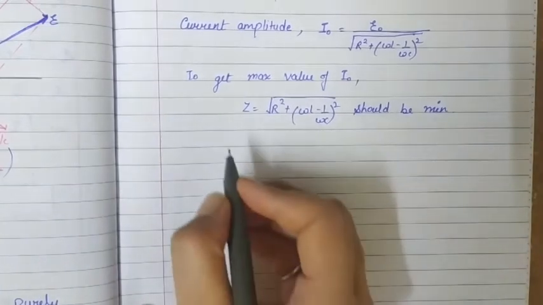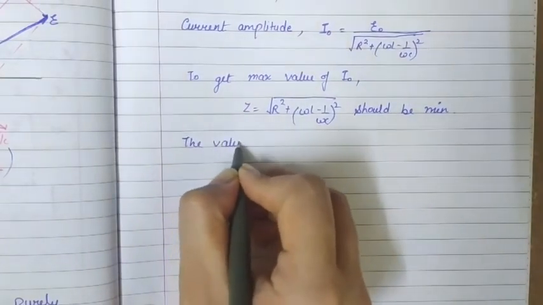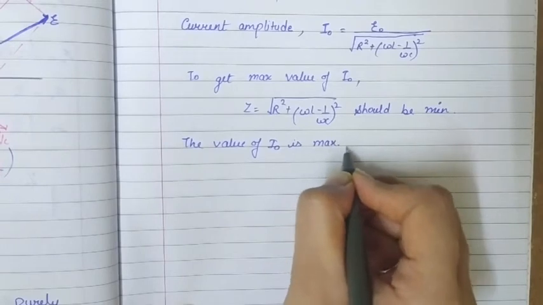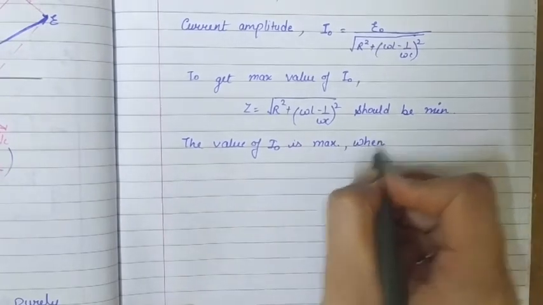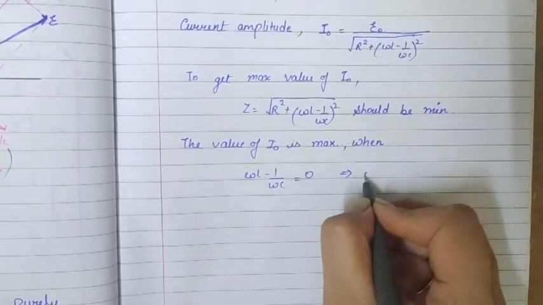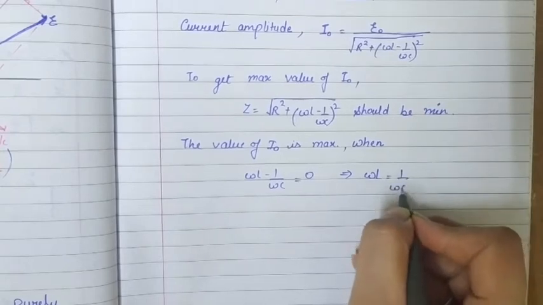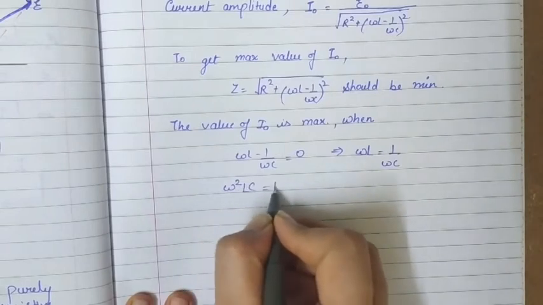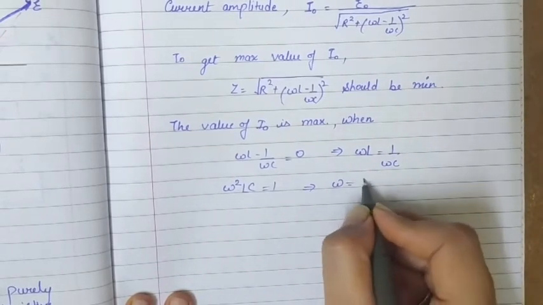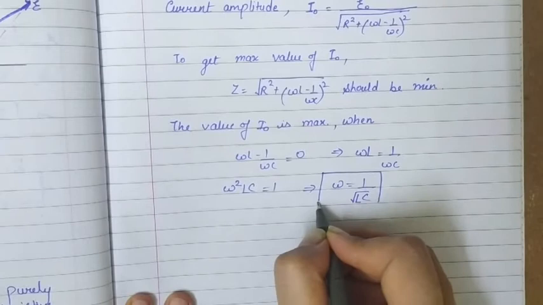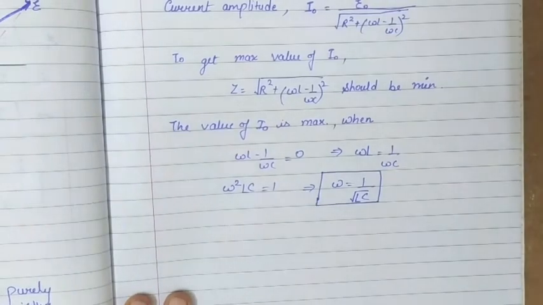So the value of I naught is maximum when omega L minus 1 upon omega C is equal to 0, which implies omega L is equal to 1 upon omega C, or on solving it we get omega square LC is equal to 1. That means omega is equal to 1 upon under root LC. So this is the required value of omega that we have to use to get the maximum value of current.